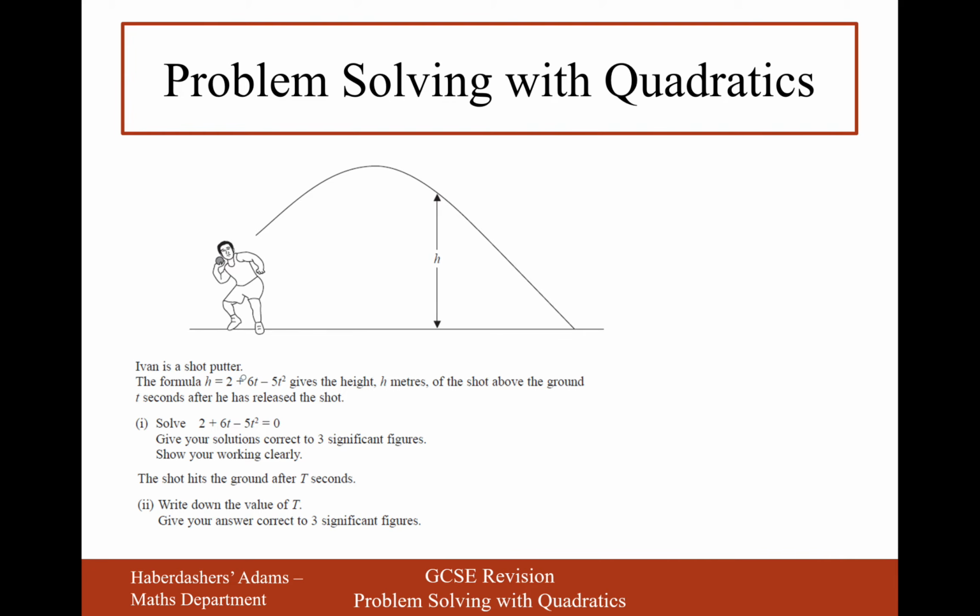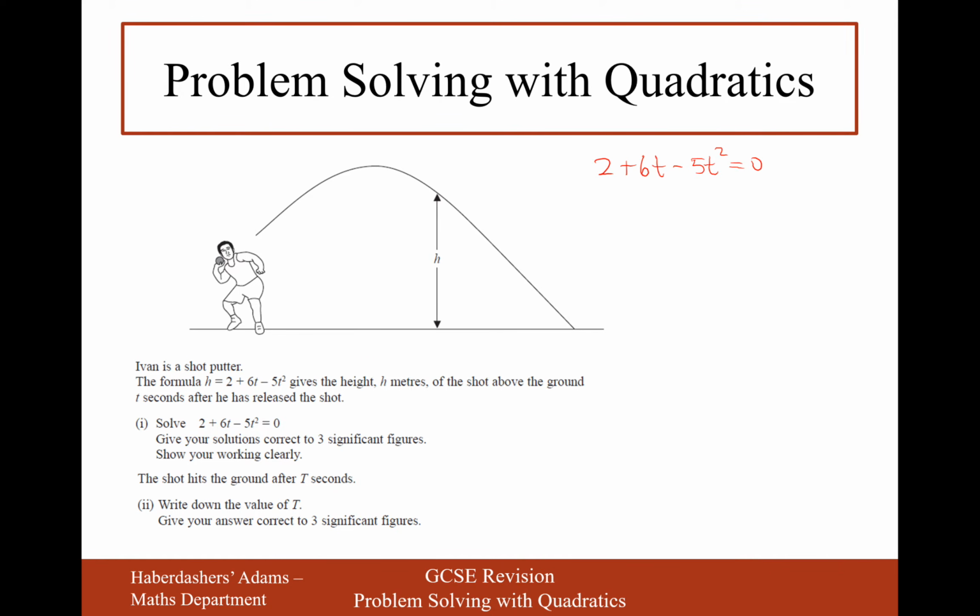Okay, so Ivan is a shot putter. The formula h equals 2 plus 6t minus 5t squared gives the height h of the shot above the ground after t seconds after the shot is released. Solve. Give your solutions correct to three significant figures. Okay, so 2 plus 6t minus 5t squared equals 0.